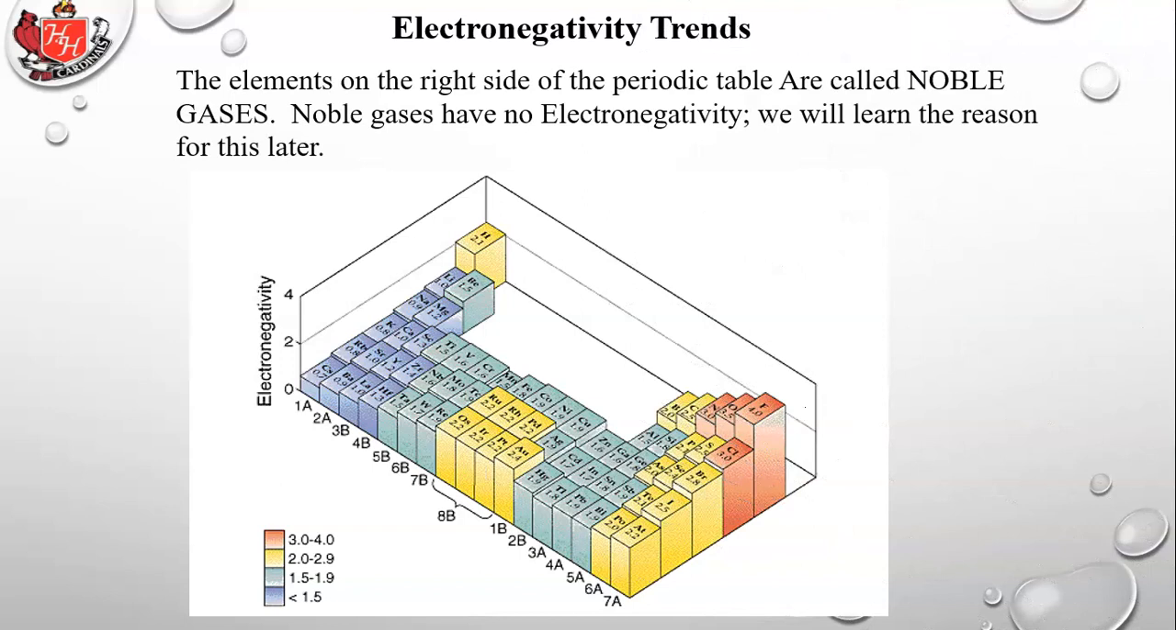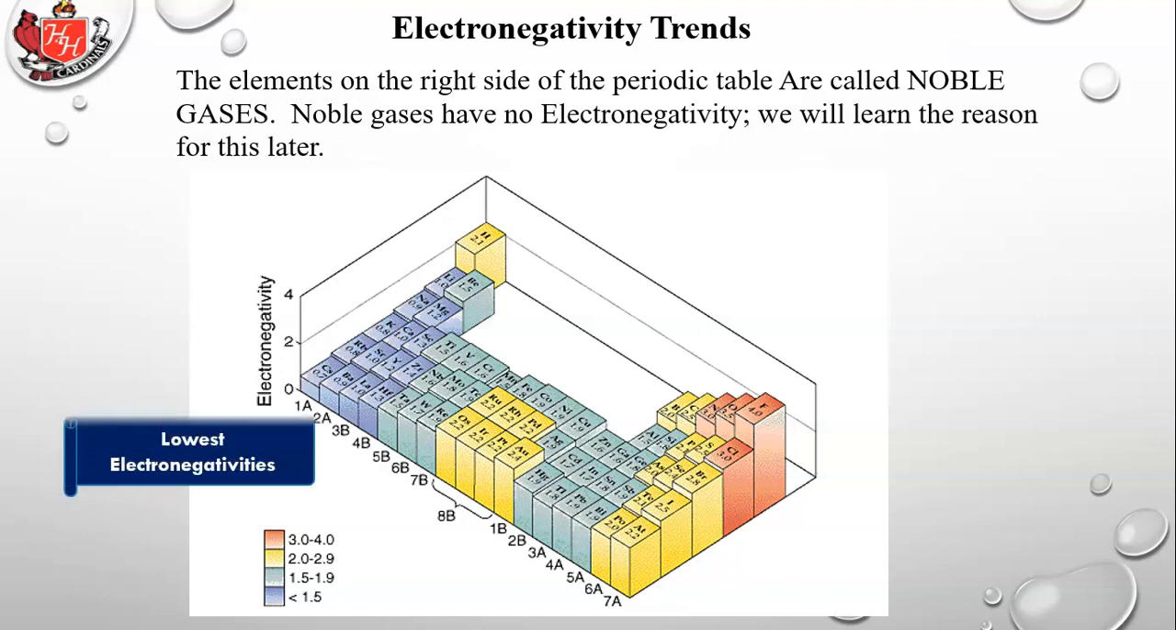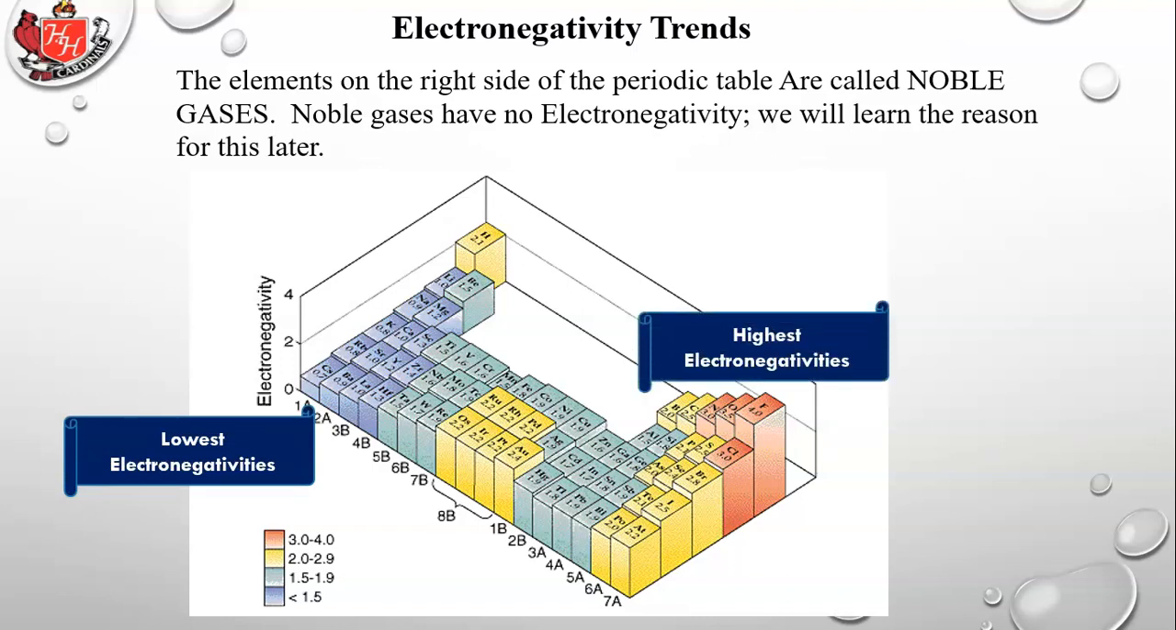The elements on the right side of the periodic table are called the noble gases. That would be helium, neon, argon, krypton on down. Noble gases have no electronegativity, and we'll learn the reason for this later. Well, actually, we're going to learn the reason for it now. So the lowest electronegativities are in the bottom left. The highest electronegativities are on the upper right.